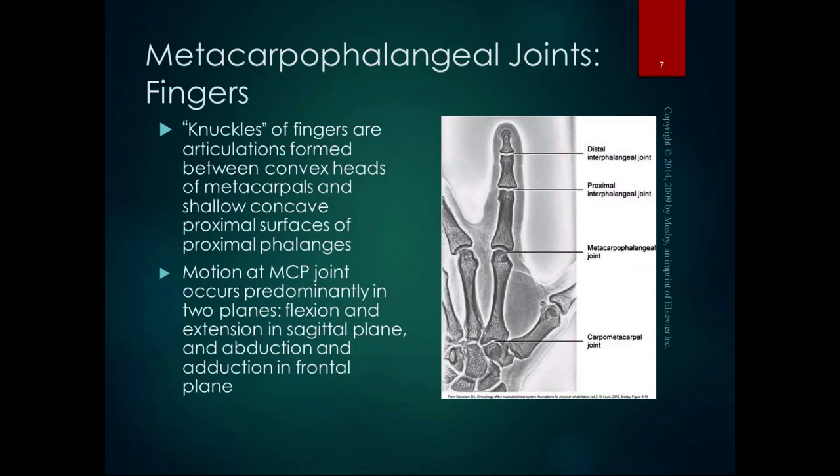The metacarpophalangeal joints, or MCP joints, are the knuckles of your fingers. Their articulations form between the convex heads of the metacarpals and the shallow concave proximal surfaces of the proximal phalanges. Motion at the MCP joint occurs predominantly in 2 planes, so they're condyloid joints. Flexion and extension in the sagittal plane and abduction in the frontal plane.